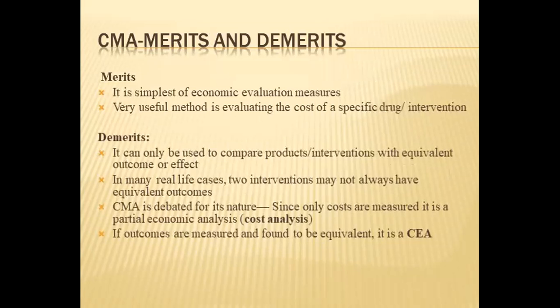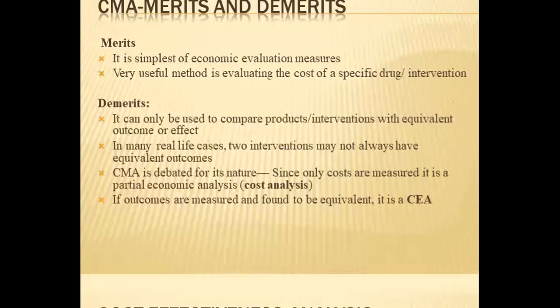Merits and demerits. It is the simplest of economic valuations, a very useful method in evaluating the cost of a specific drug. Demerits or disadvantages: it can only be used to compare products or interventions with equivalent outcome or effect. In real life, two interventions may not always have equivalent outcomes. Therefore, CMA or cost minimization is debatable in its nature. Since only costs are measured, it is practically a cost analysis technique. If outcomes are measured and found to be equivalent, then it becomes cost-effective analysis. But in this, we do not measure the outcome and the outcomes are the same.